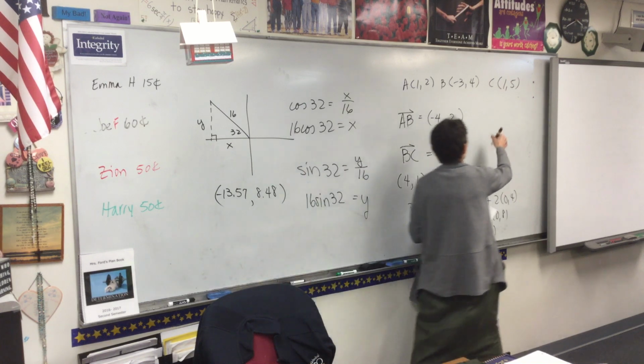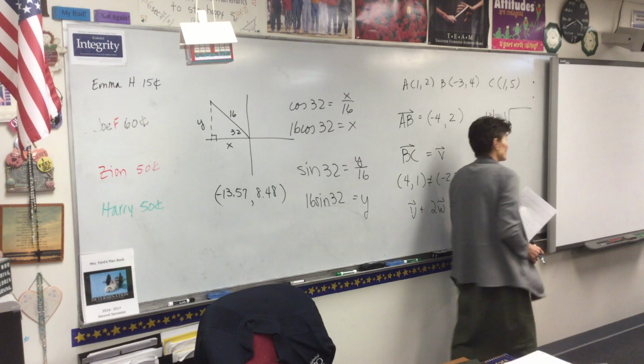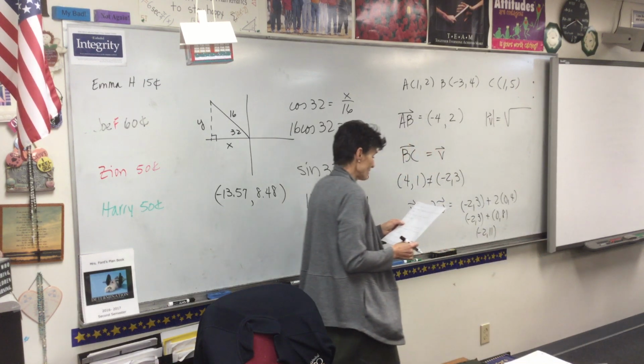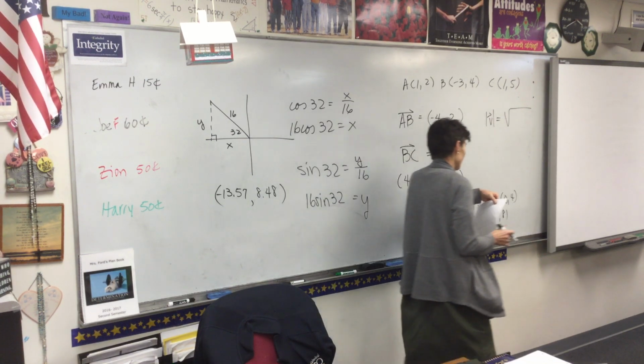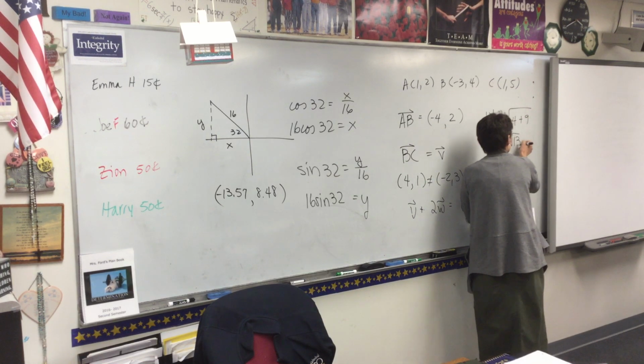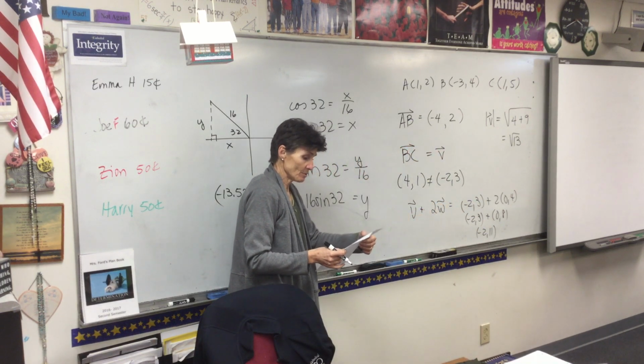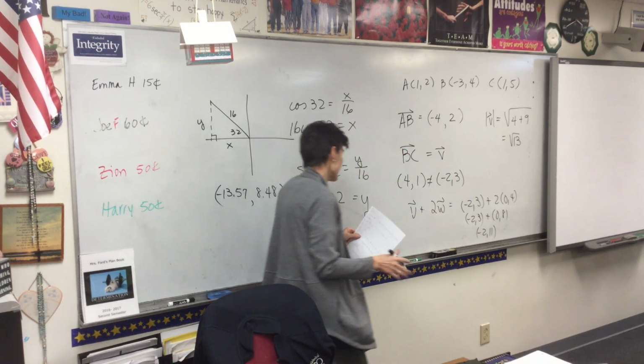All right, what does number 4 mean? So the magnitude of vector V is going to be the square root of 4 plus 9, I got root 13. Remember, if it reduces, you need to reduce it. Root 13 does not reduce.